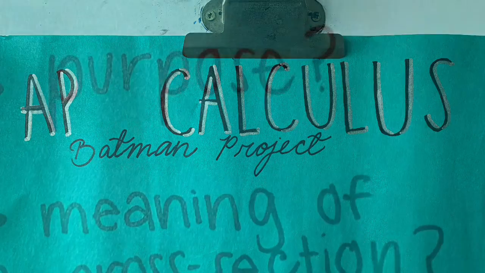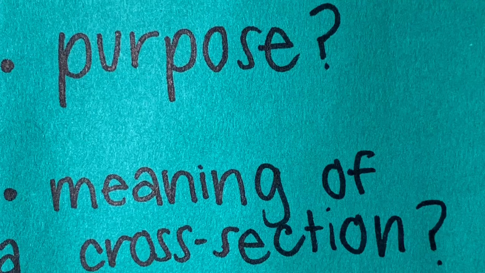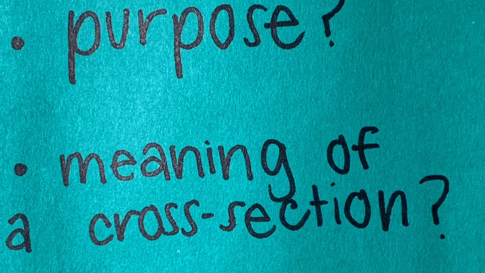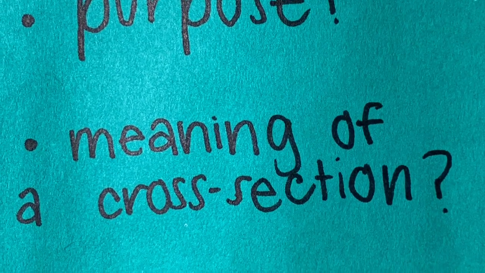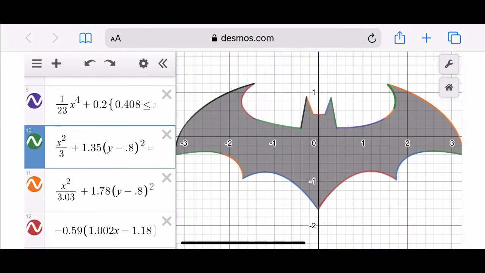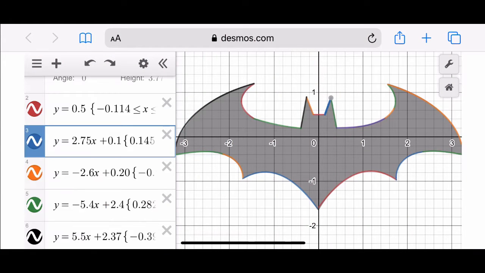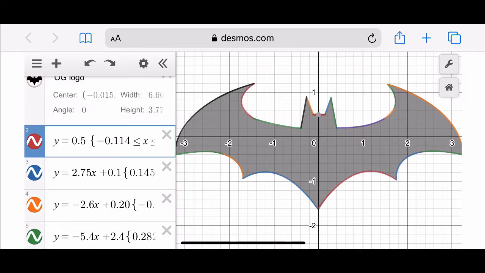The purpose of this project was to understand how integrals and cross-sections are used to determine and calculate the volume of a solid. I began my project by graphing the functions that make up the outline of the shape I chose.